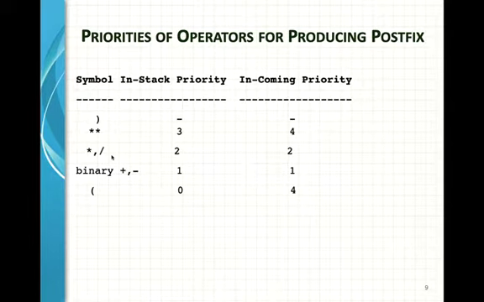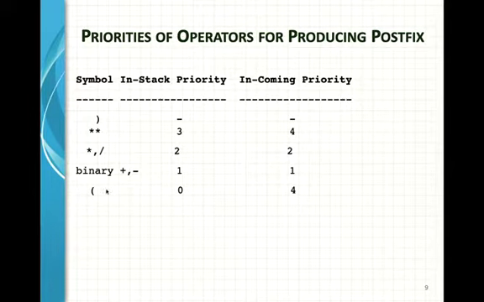Again, star and division, that is multiplication and division, both contain the same value. Its incoming priority is also 2 and in-stack priority is also 2. And binary plus and minus also have the same priority in both cases, which is 1.